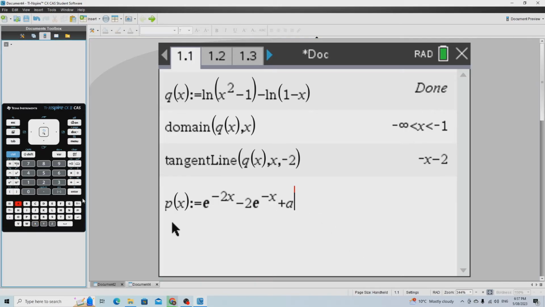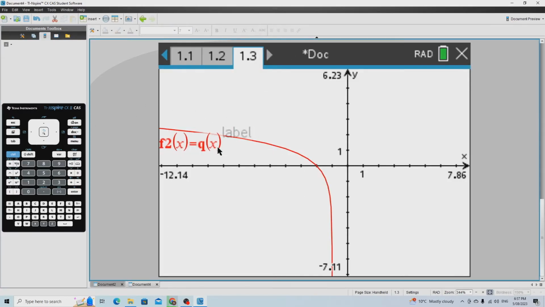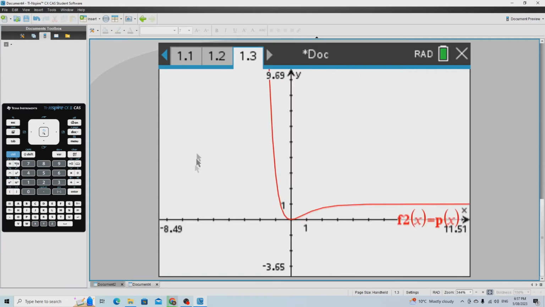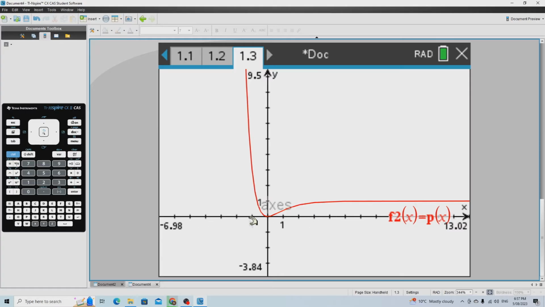plus 1. And if we graph this, let me just graph it on here and say p of x. Okay, so we get this. If we do a horizontal line test, it hits 2 points here and here. When the horizontal line intersects more than once, it is not a 1-to-1 function.